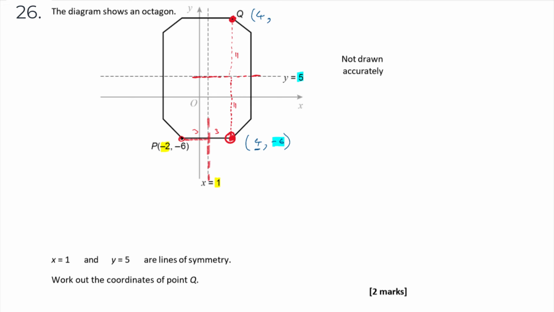But the y-coordinate is going to be quite a lot more, isn't it? I've already gone from minus 6 up to 5 to get to the mirror line. I went up 11. Now I'm going to have to go up another 11 to get to the point Q. So if I add 11 on to y is equal to 5, I'm going to get up to y is equal to 16. So then the coordinates of Q are going to be 4, 16. I like that. That was fun.